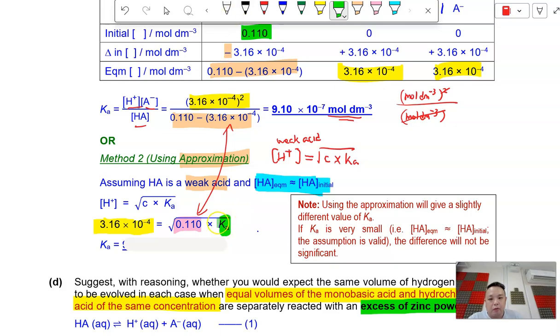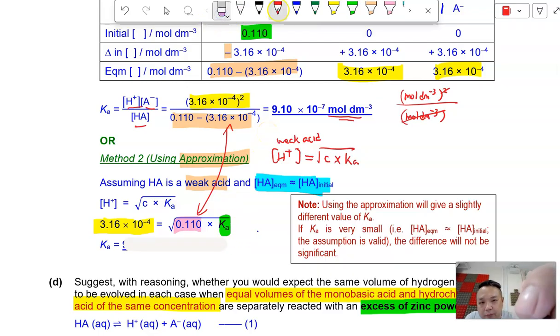Once you have all of this, the whole idea comes down to solving this mathematical expression. For those of you who are not mathematically inclined, basically we take the square on both sides. So you end up with 3.16 times 10 to the power minus 4, squared, equals 0.110 times Ka.